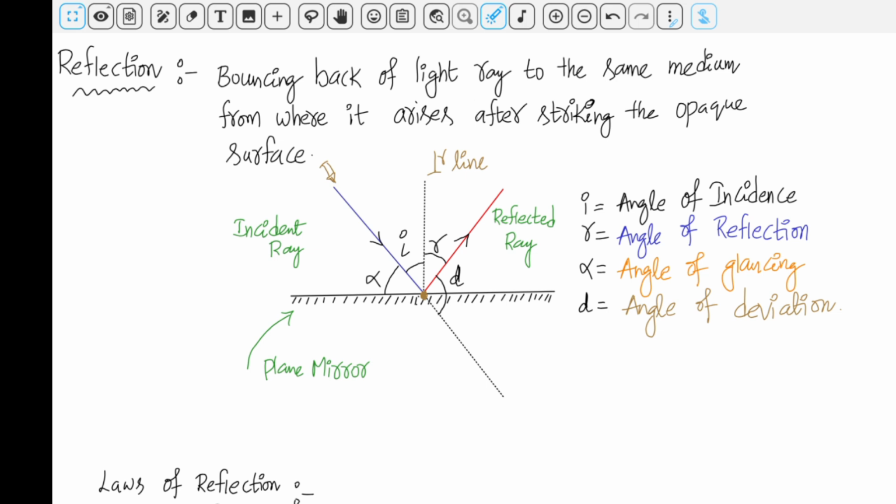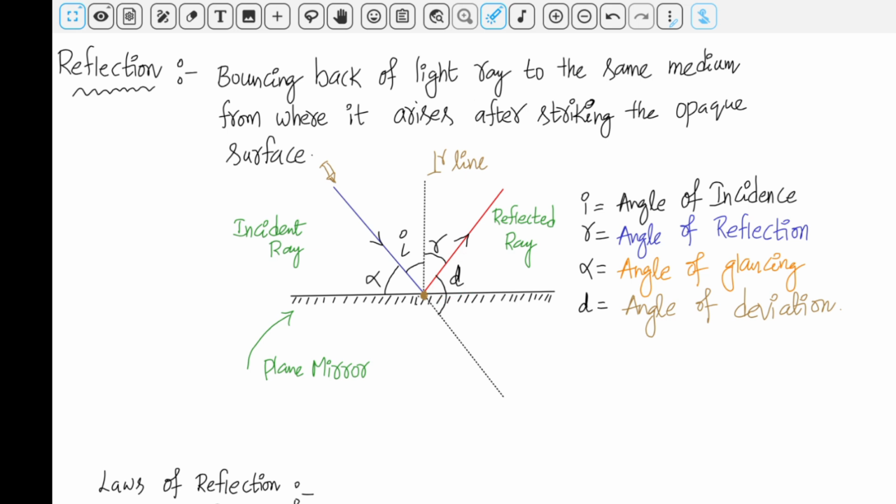Similarly, angle of deviation. The deviation is nothing but, if you observe, if there is no plane mirror in the path of the light ray, it will continue to move in this direction. But as we placed the plane mirror at this place, the light ray bounces back and is reflected like this. Therefore, there is some deviation between the incident ray and the reflected ray. That is measured with the help of the angle of deviation. In the diagram, it is shown with the help of the letter small d.